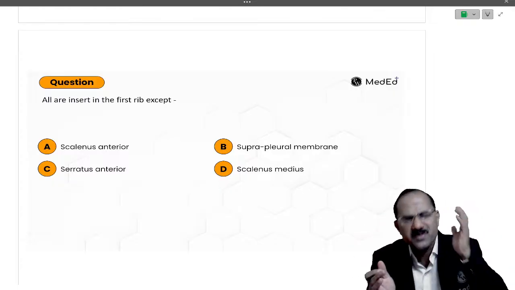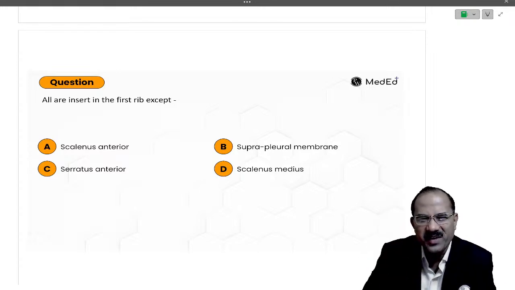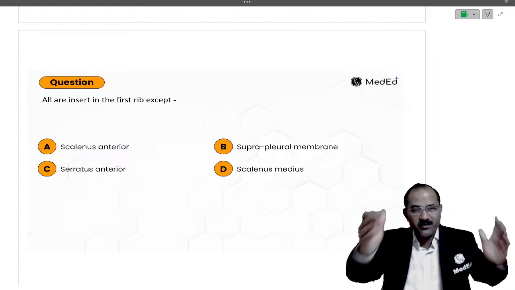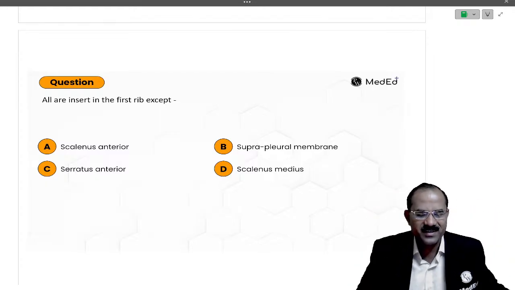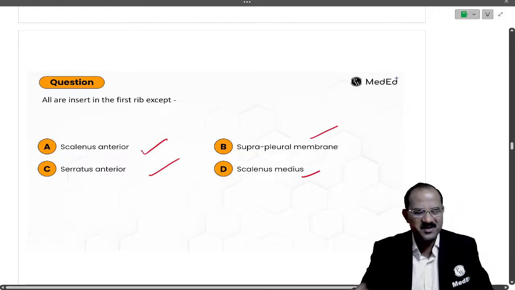I put this MCQ specifically like this. There might be a mistake while framing the MCQ. You get the benefit of doubt, yes, but you should be confident that this is a mistake. So everything is correct here. Everything is correct. All is attached to the first rib, no?